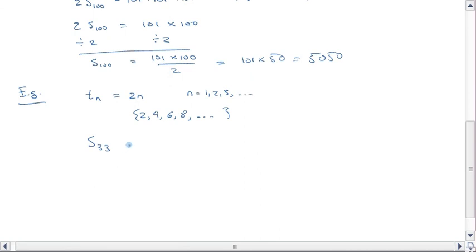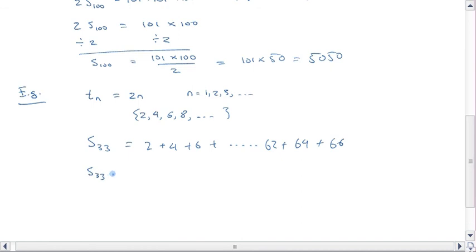So how would I work this out? Well, let's try to use the same trick that we did before. So S33 is 2 plus 4 plus 6 plus and so on. What's our last term going to be? It's going to be 33 times 2 is 66. So let's work backwards from there: 66 plus 64 plus 62.